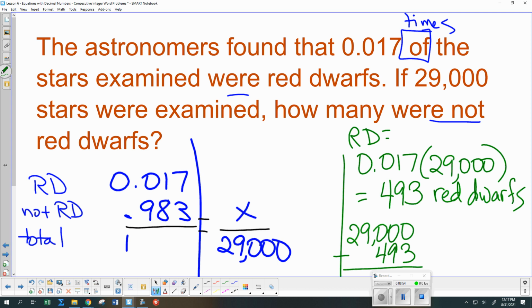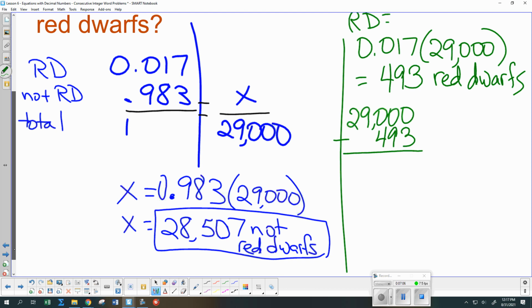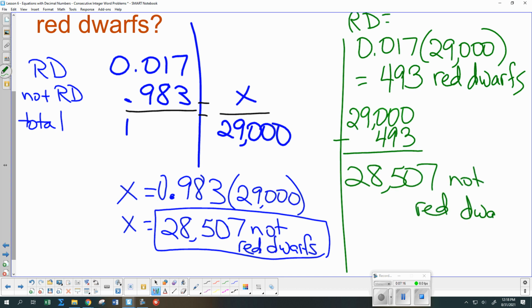Did you do it or work it out? Ethan, what you got? 507. Same answer. But either way, you have to be careful. Which one are you doing, are or are not red dwarfs, as you think it through? Everybody good with that?